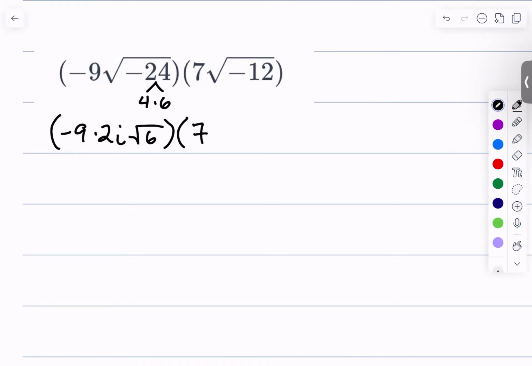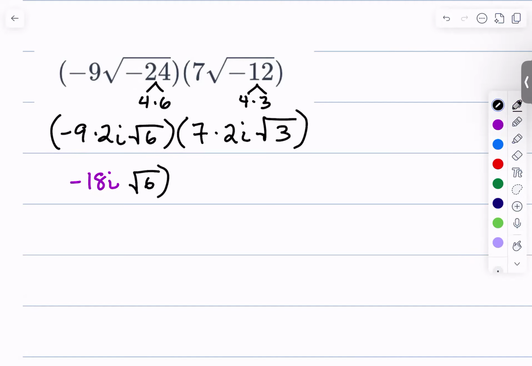Okay, so that's 7. 12 is broken down into 4 times 3. It's a negative 4, so it's going to be 2i again, square root of 3, right? So in this case here, we're going to multiply the negative 9 times 2i to get negative 18i. I'm going to leave the square root of 6 for now. And then 7 times 2i is 14i. And again, I'm going to leave the square root of 3 for now. Okay?